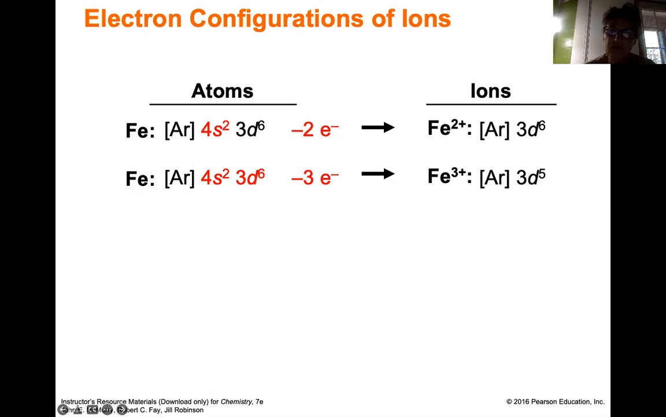So the reason this happens is, when you think about it, when you have a neutral iron atom, it has an equal number of protons and electrons. But once you start taking electrons out, you have more protons than electrons. And so that shifts the energy of those different orbitals, the s and the d, and it makes it so that the s orbital is actually higher in energy than the d. And so you're going to take them out of the higher energy orbital.